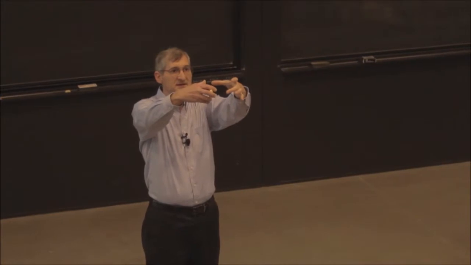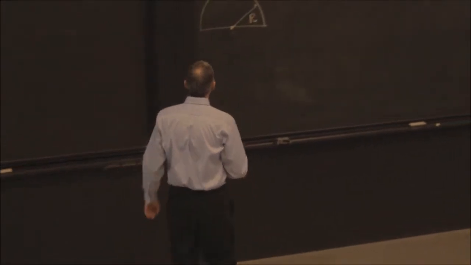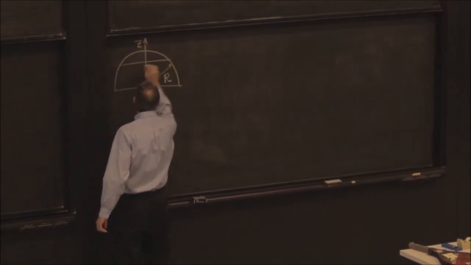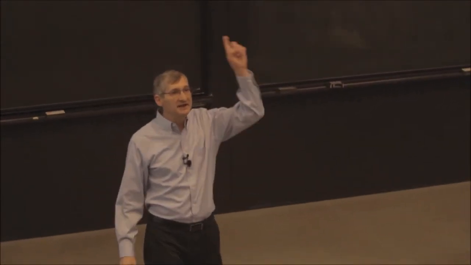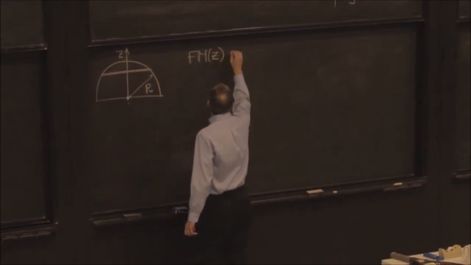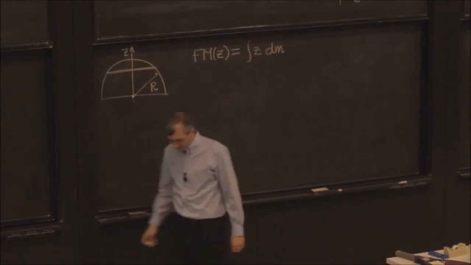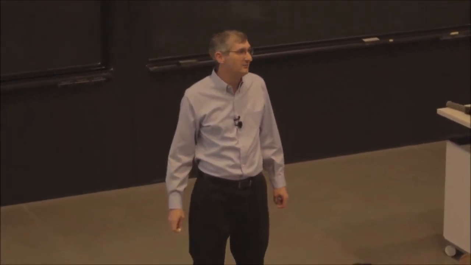Do a bunch of disks that are horizontal. Do we agree that by symmetry, I only care about the z direction? Okay? So in order to get the first moment with respect to z, I'm going to have to integrate z dm. That part was easy. It's the dm part that's the problem.